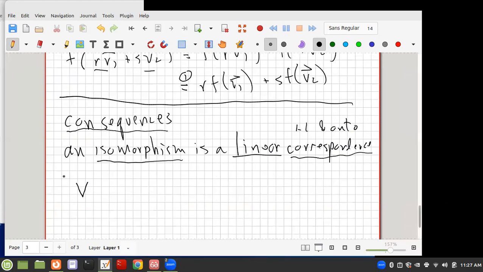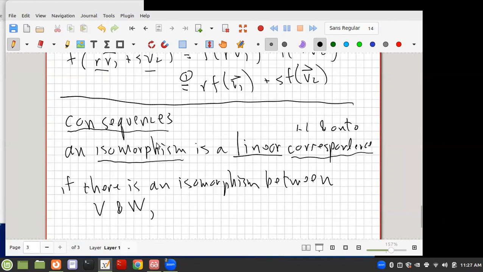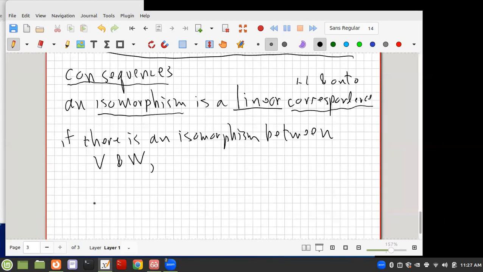Well, let's check and say, what if there is an isomorphism between V and W? What do we know about V and W? Well, we know that there's some map. If there's an isomorphism, let's just call it F, between V and W.